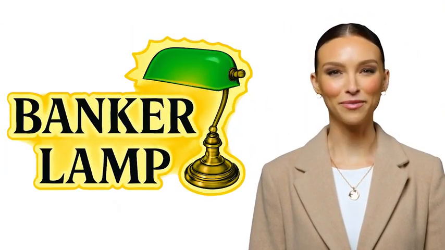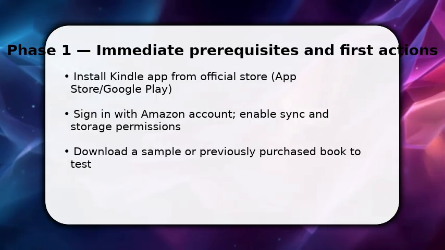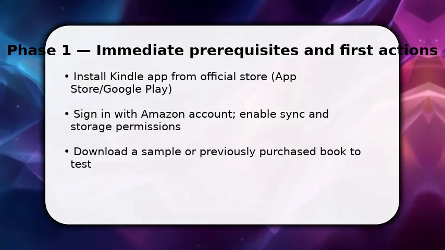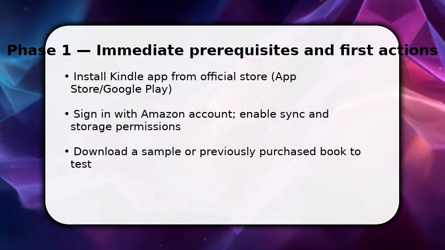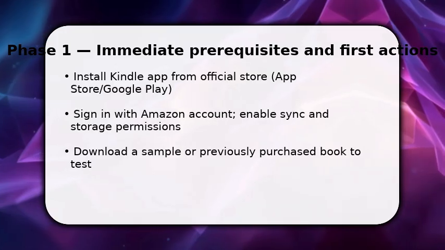Please enjoy the video. You've got the essentials ready. Now install and open the Kindle app. Sign in with your Amazon account so purchases and progress sync across devices. Grant storage and notification permissions when prompted. This lets books download and lets the app notify you about updates.